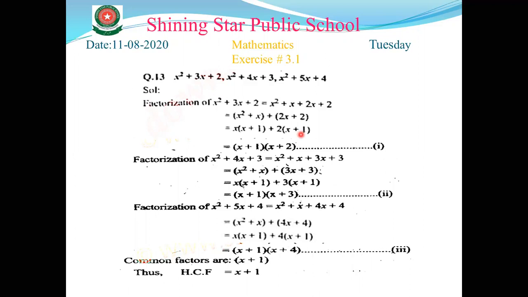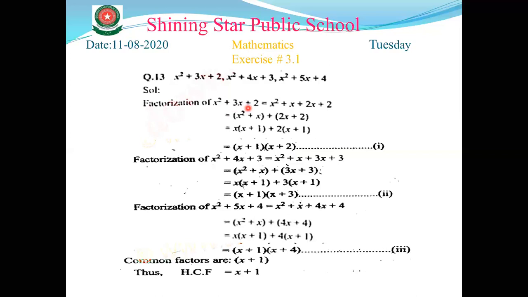Now between these two terms, we have x plus 1 common. So we can take the common x plus 1. And when we take the common x plus 1 from these two terms, from the first term, we will get x, and from the second term, we will get 2. Okay. So x plus 1 multiply x plus 2 is your required answer of the x square plus 3x plus 2.